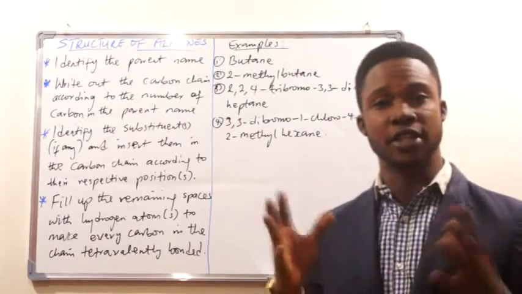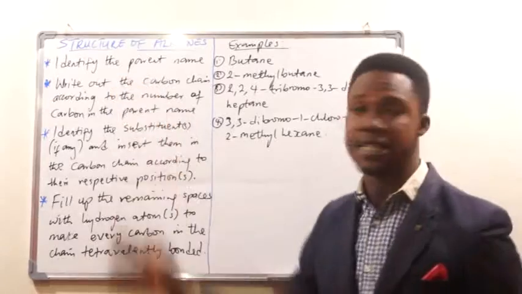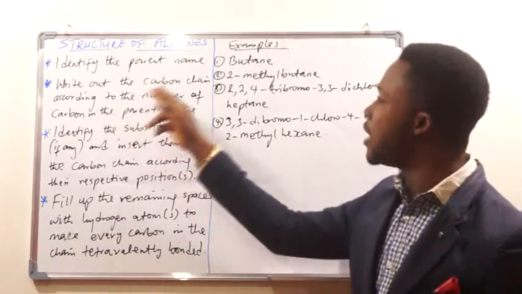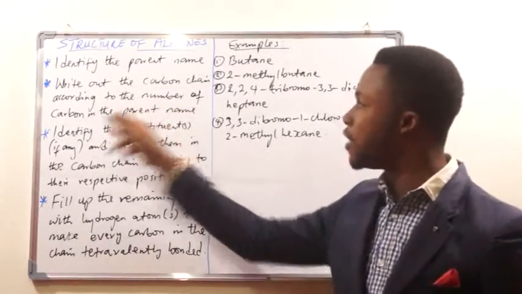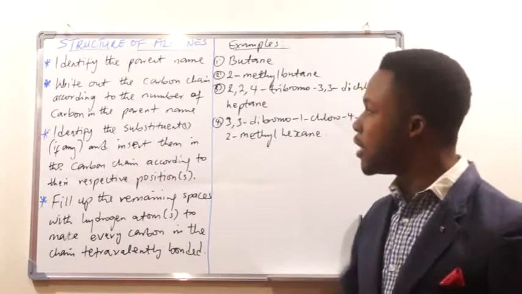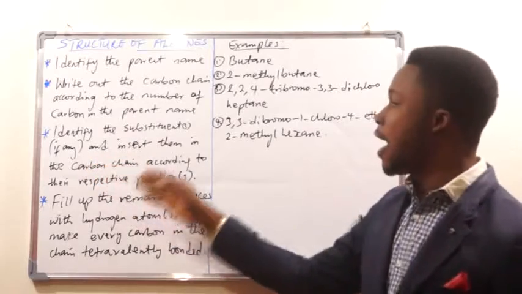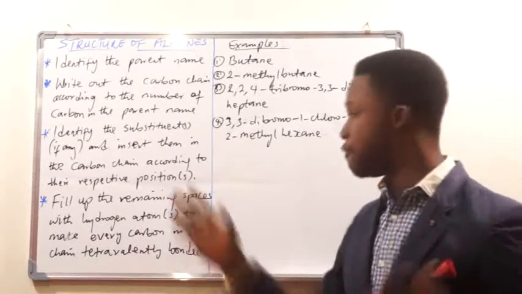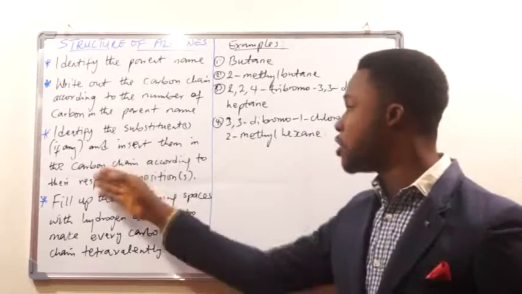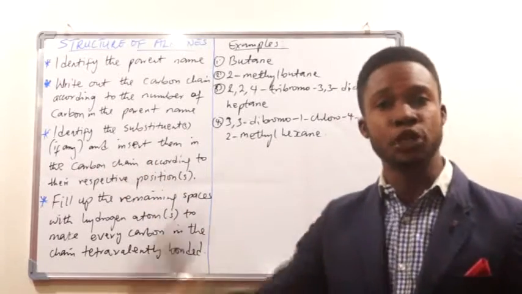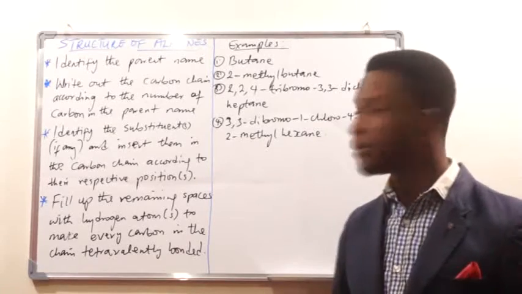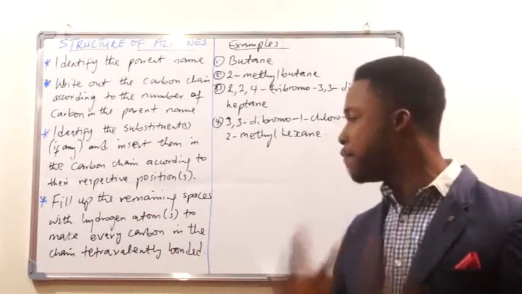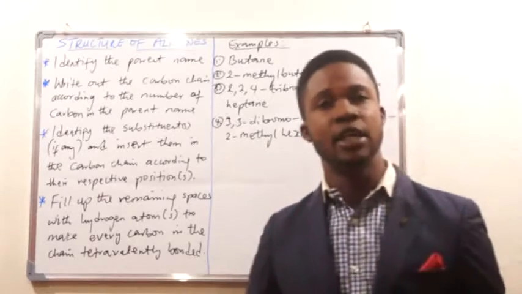The first thing to consider in drawing the structure of an alkane is to identify, like I said, the parent name of an alkane. After that, we write out the carbon chain according to the number of the carbon in the parent's name. Then we identify the substituents, if there is any, and insert them in the carbon chain according to their respective positions. And for our information, the positions of the substituents are the numbers that appear just before the substituent in the name of the alkane. Then we fill up the remaining spaces in the carbon chain with hydrogen atoms to make sure that every carbon in the chain is tetravalently bonded.